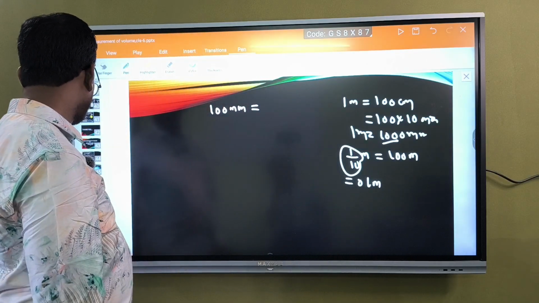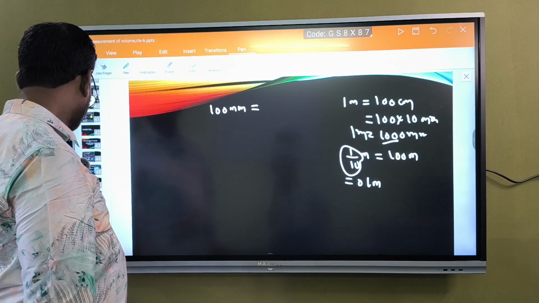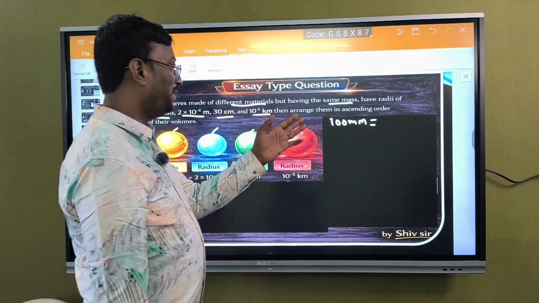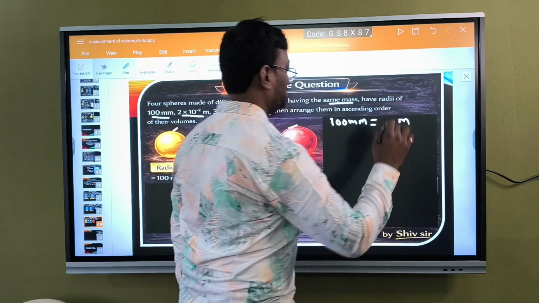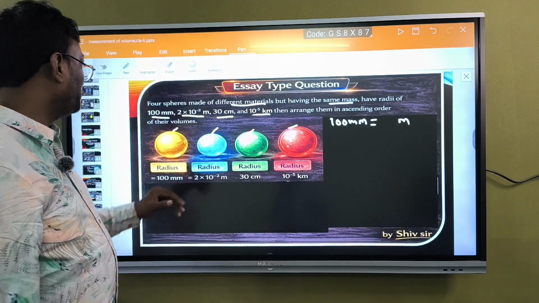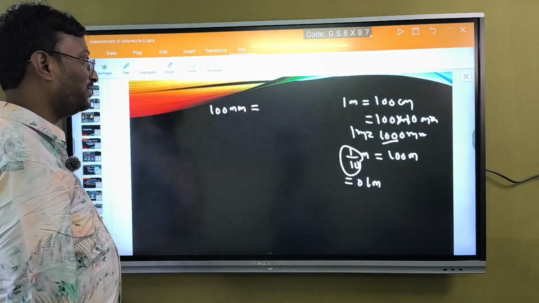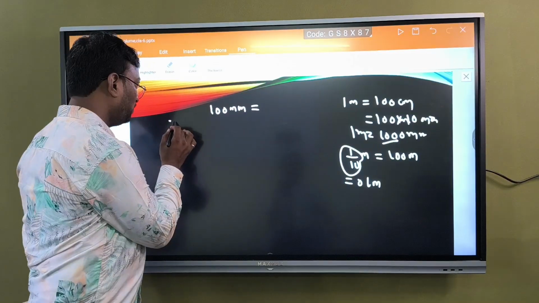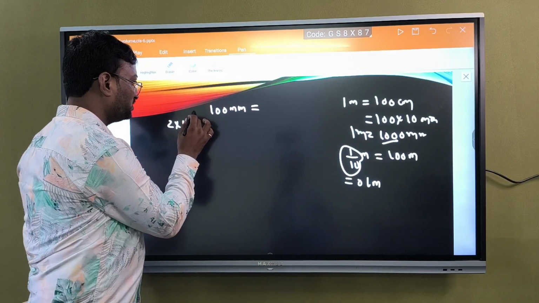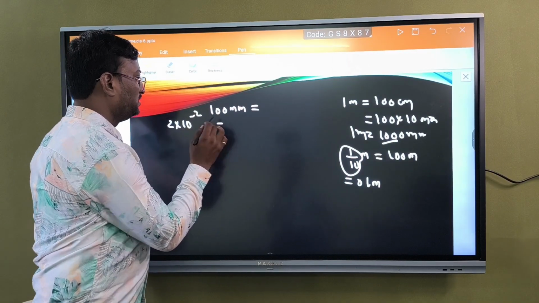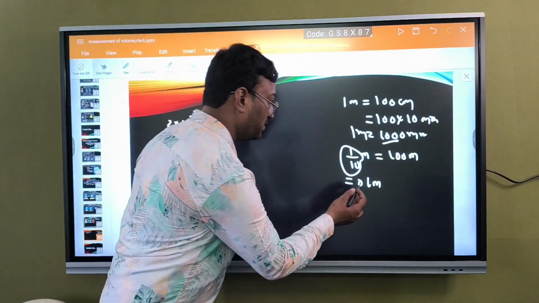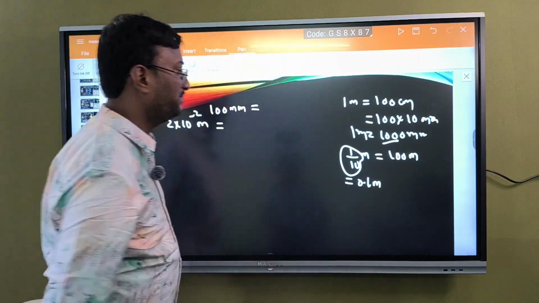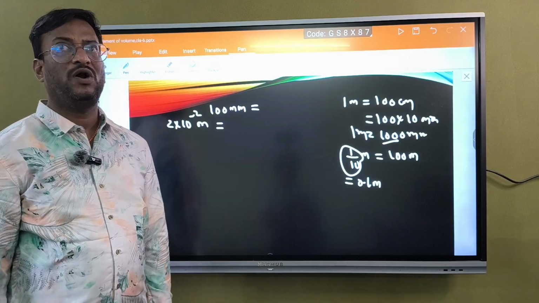So first we have converted this into meters: 100 millimeters is equal to 0.1 meters. Again, it is 2 into 10 to the power of minus 2 meters. Take one more thing, 2 into 10 to the power of minus 2 meters. This should be in decimal form, we have to write it, okay, like the 0.1 here. In decimal form we have to write this.